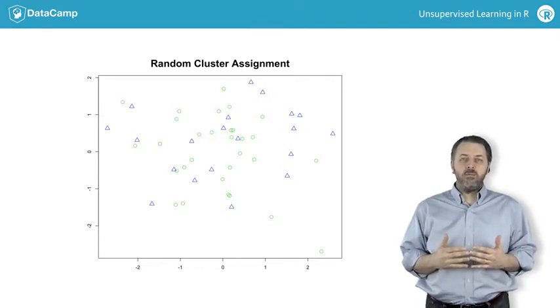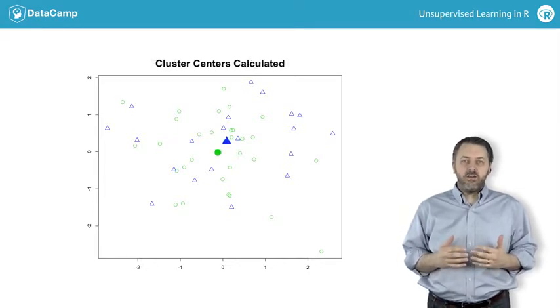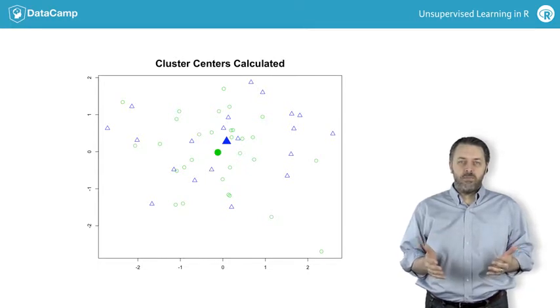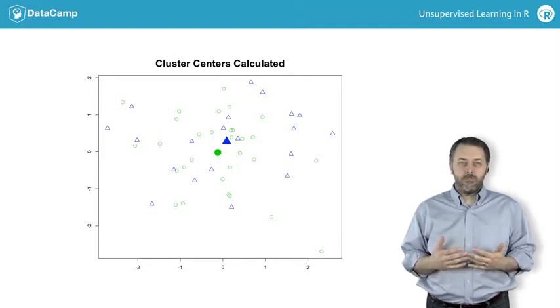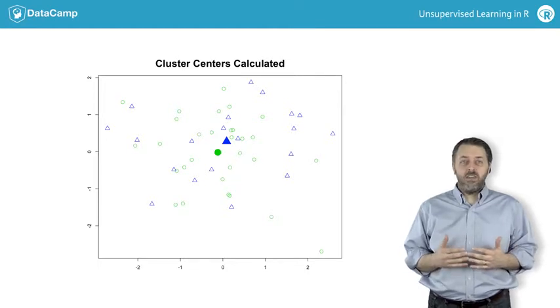The next step of kmeans is to calculate the centers of each of the two subgroups. The center of each subgroup is the average position of all the points in that subgroup. The center for each subgroup is shown as the solid green circle and the solid blue triangle for subgroups 1 and 2 respectively. Next, each point in the data is assigned to the cluster of the nearest center.